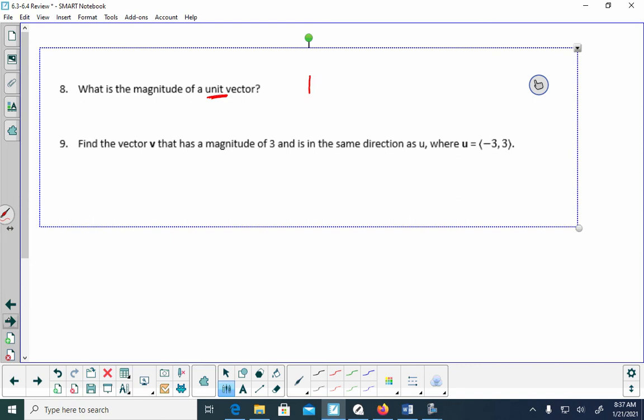And number 9, find the vector v that has a magnitude of 3 that is in the same direction as negative 3, 3. So to do this, the first thing I'm going to do is find the magnitude of u that I'm given. So I'm going to take negative 3 squared plus 3 squared. And when I do that, I get the square root of 18. Let's leave it like that for right now.